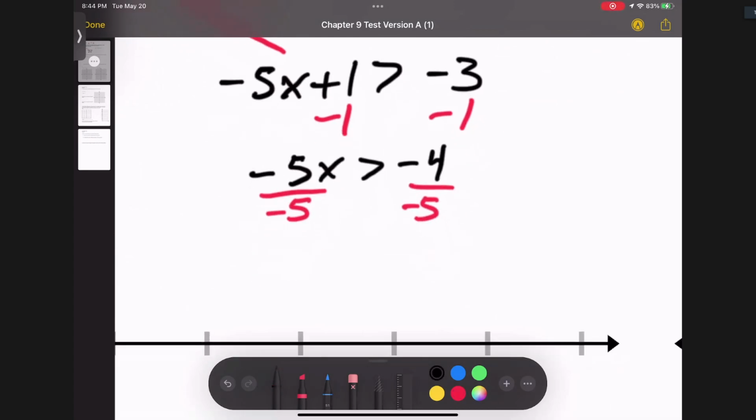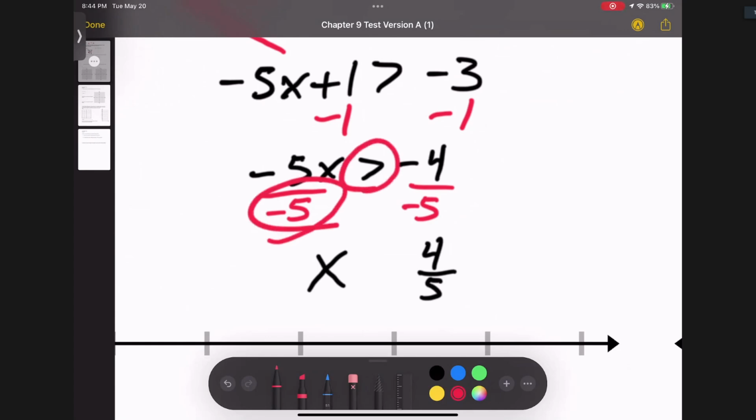We'll have x and 4/5 on this side. Now, negative 4 divided by negative 5 is going to be positive. A negative divided by a negative turns into a positive. Now, again, the same reasoning. Look what happened that we did. We divided by a negative number, so that means the inequality must switch directions.